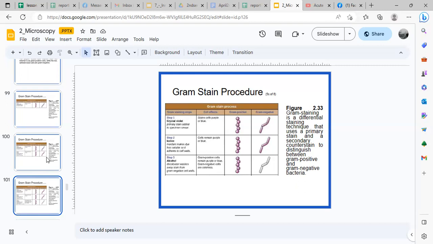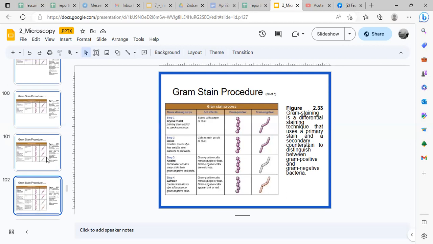When you add alcohol, the alcohol washes away the crystal violet that's not bound well. For those with thick peptidoglycan layers, the color still remains. So the gram-positive cells will remain purple, while the gram-negative bacteria will not retain the color because of their thin peptidoglycan layer.